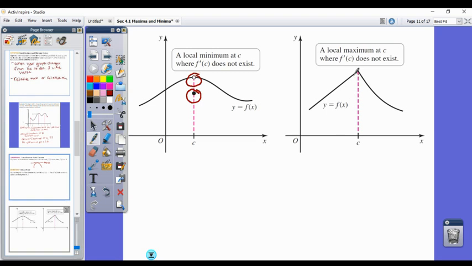The other thing that we dislike is when we have these sharp corners. We're not allowed to have corners. So there is a local max, but the value of the function here does not exist.